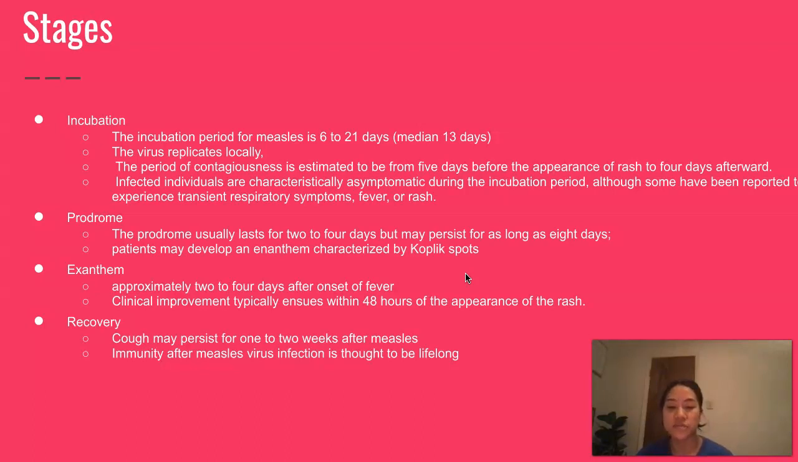Infected individuals are characteristically asymptomatic during the incubation period, although some may experience transient symptoms, fever, or rash. The second stage is the prodrome stage, which usually lasts for 2 to 4 days but may persist for as long as 8 days. Patients may develop an enanthem characterized by Koplik spots, which leads to the third stage, the exanthem stage, approximately 2 to 4 days after onset of fever. Clinical improvement typically ensues within 48 hours of the appearance of the rash.